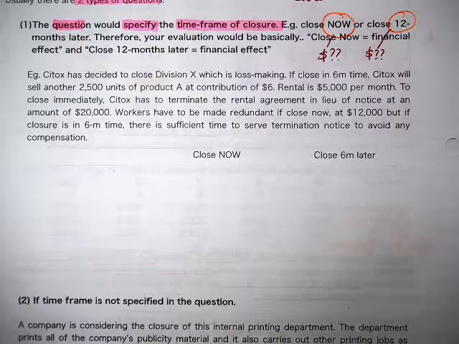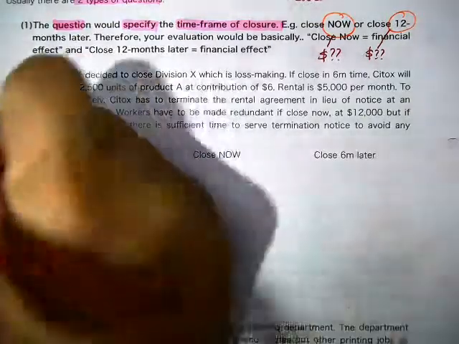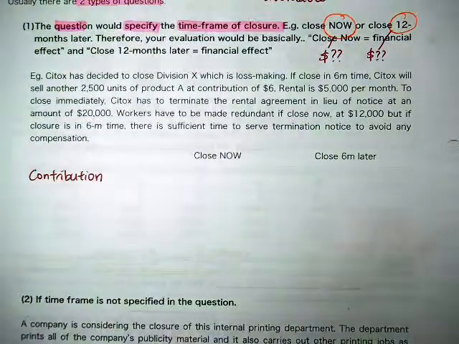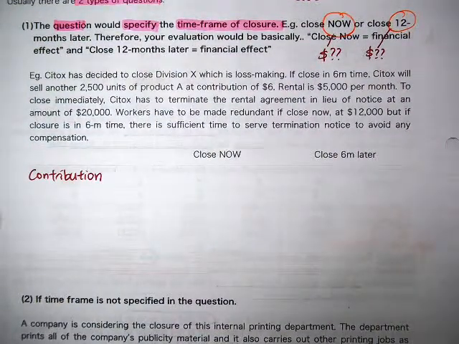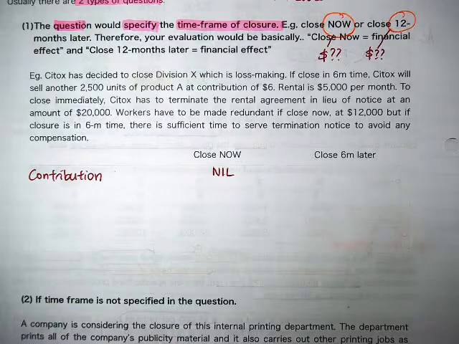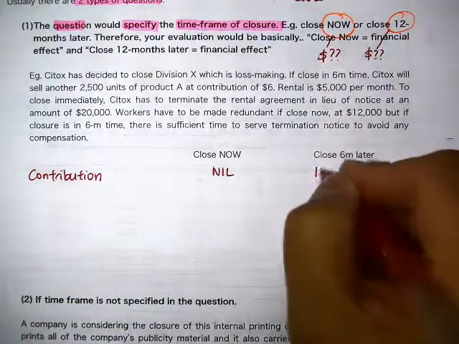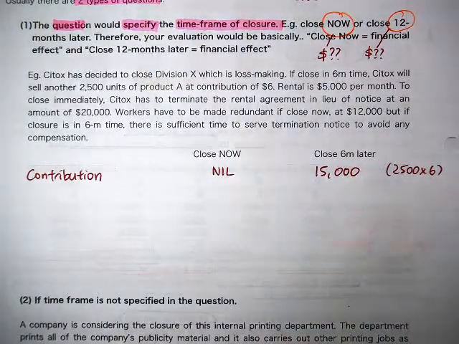So the only way is you must get some numbers out and compare. Okay. Now, first of all, they say if you continue another 6 months, you're going to sell another 2,500 units. So 2,500 will translate into what? Contribution. Okay. So class, will you get this contribution if you close now? No. So nil. But if you close 6 months later, you're going to get an extra 2,500 times 6. So you have 15,000. Now there's already a difference. Close now, close later. Okay?